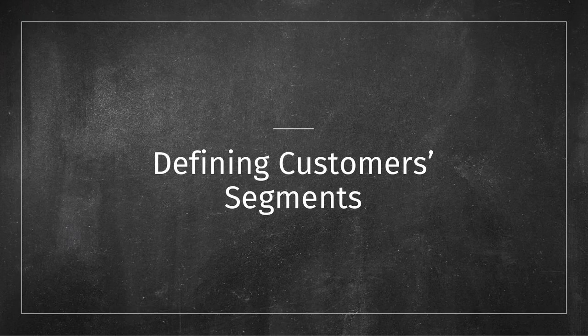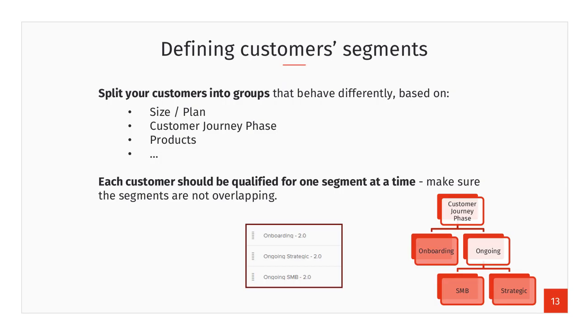The first one is define customer segments. As Jill mentioned, we need to split our customers into groups that behave differently, and within the group they behave the same. It can be by size or plan, by customer journey phase, or by products if you have different products, and each customer should be qualified for one segment at a time. So if in version 1 we only had two profiles, onboarding and ongoing, now we thought it's the right time to split the ongoing into ongoing strategic and ongoing SMBs, because they have different use cases within our system. So for this version, we had 3.